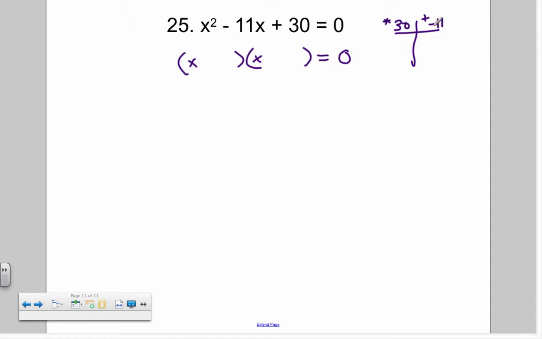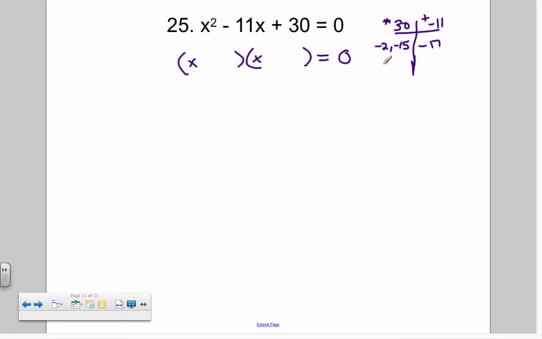When I have to multiply to a positive and add to a negative, I know that both of my factors have to be negative. It's the only way I can multiply to get a positive number but add to get a negative number. So let's start to list the factors of 30, but let's use both negatives. I'm going to skip 1 and 30. I know those won't add to 11, but let's try negative 2 and negative 15. Those would multiply to give me a positive 30, but they add to give me a negative 17, so that does not work.